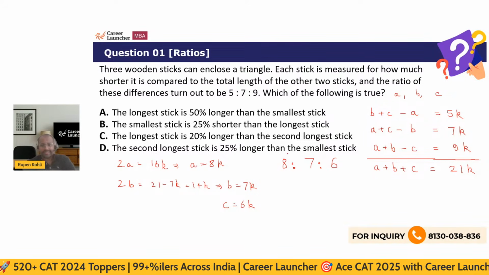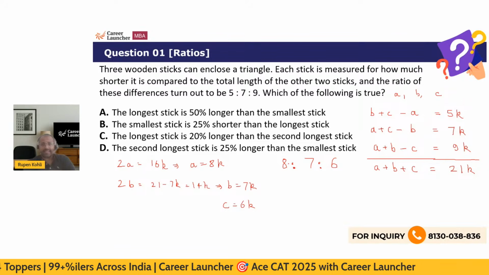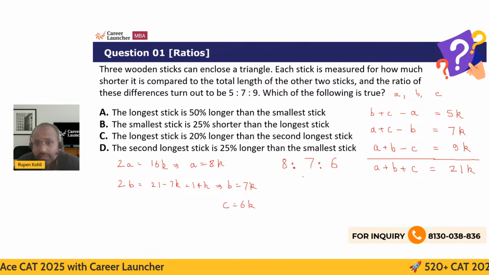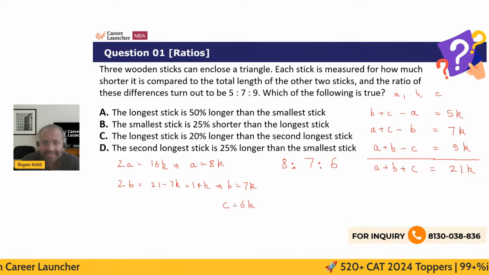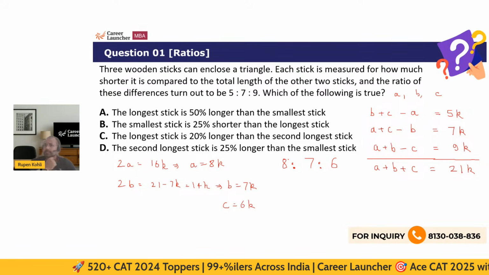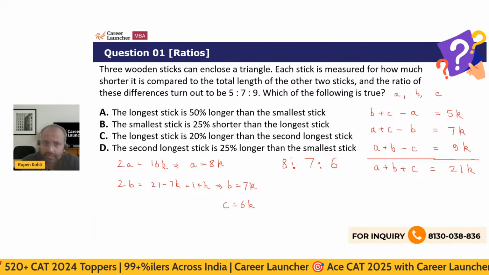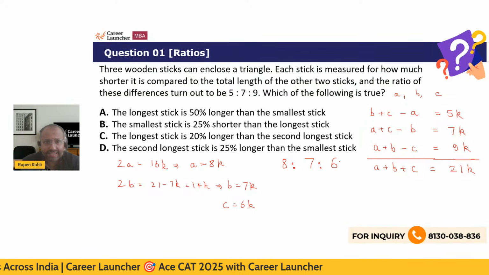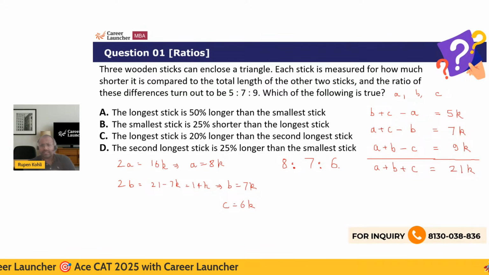The longest stick is 8K in length. How much percentage is it longer than the smallest stick? 8 is how much percentage more than 6? 2 on 6, 1 by 3, 33.33%, not 50%. So the first option A is not correct. The smallest stick, which is 6K, is 25% shorter than the longest.